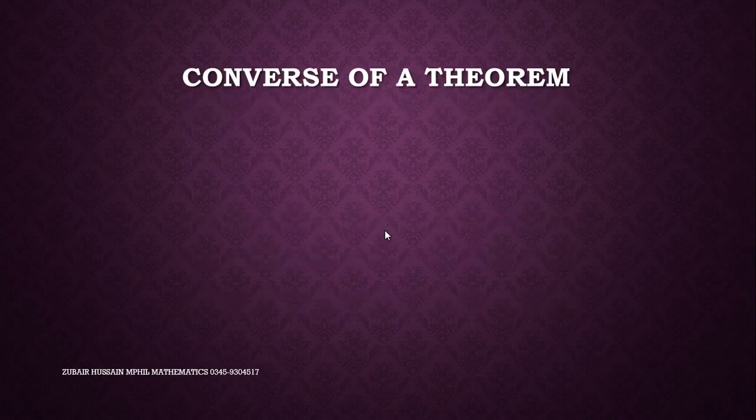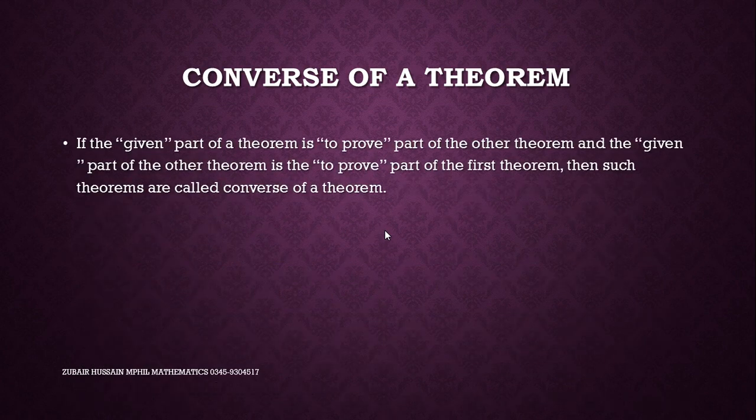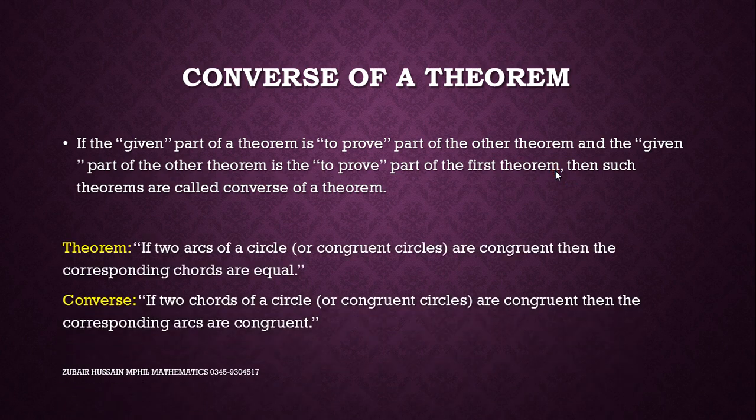Now what is the converse of a theorem? A theorem has two parts. One part is the given and the other part is what is to be proved. If the given part of a theorem is the to-prove part of another theorem, and the given part of the other theorem is the to-prove part of the first theorem, then such theorems are called the converse of each other.